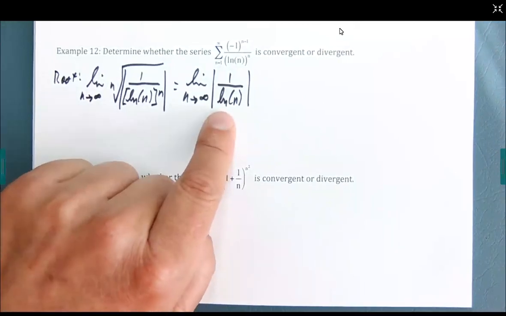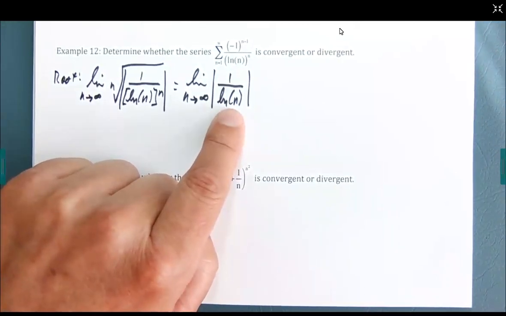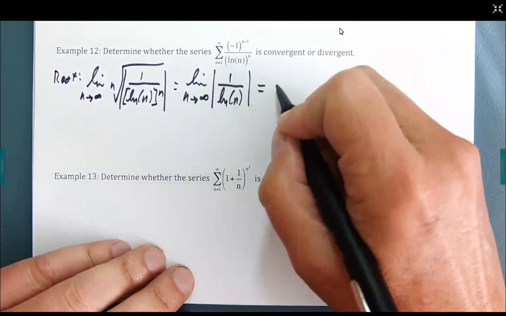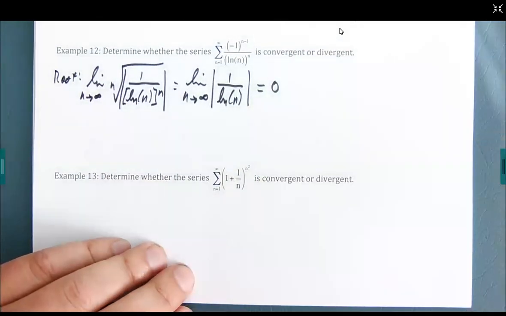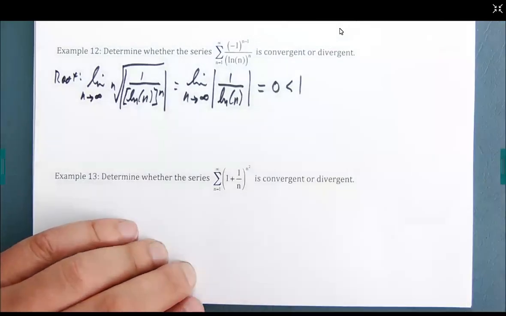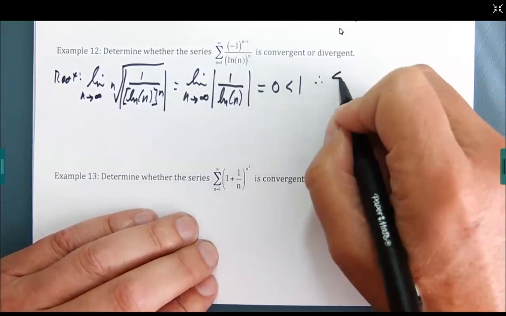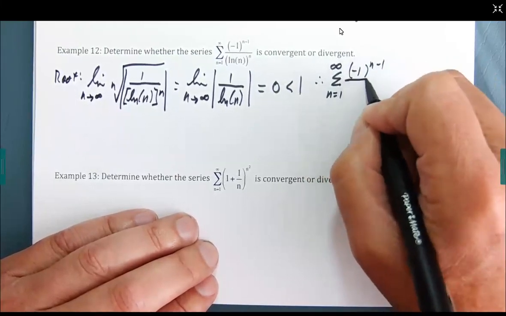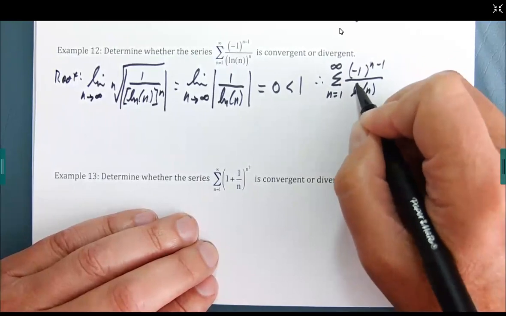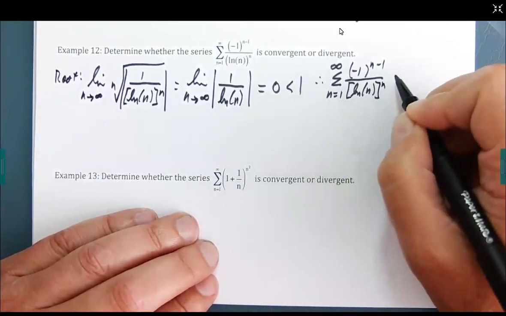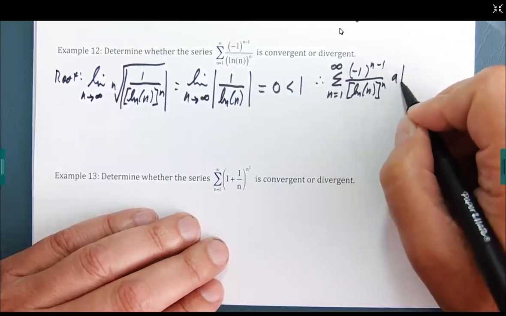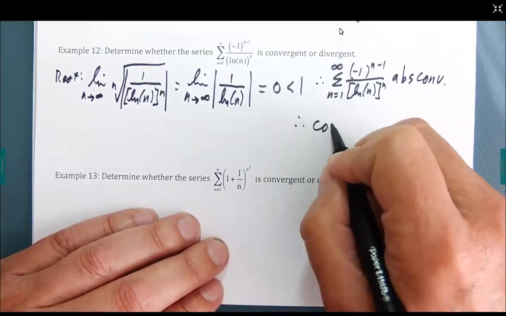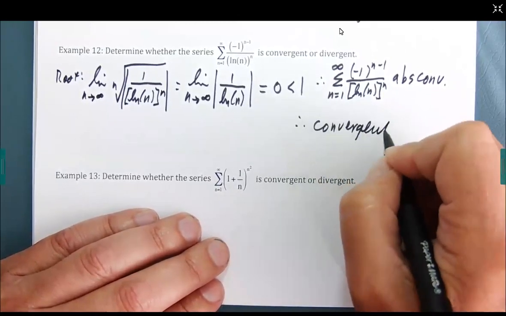Now you'll note that ln of n, as n goes to infinity, the whole thing goes to infinity. And as the denominator gets large, the whole thing goes to 0, which is clearly less than 1. Therefore, this is absolutely convergent, which means it is convergent by theorem.